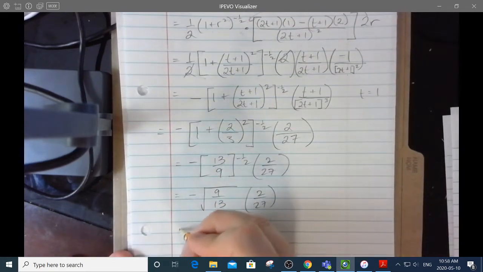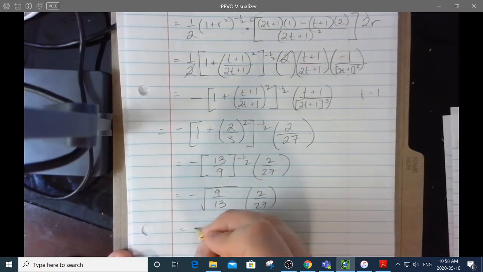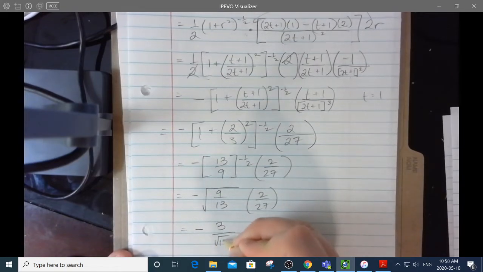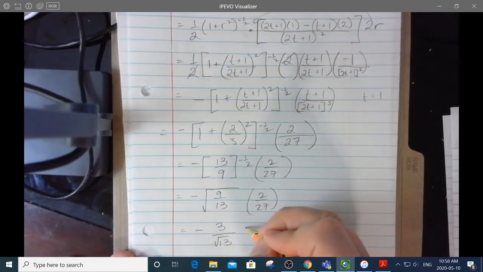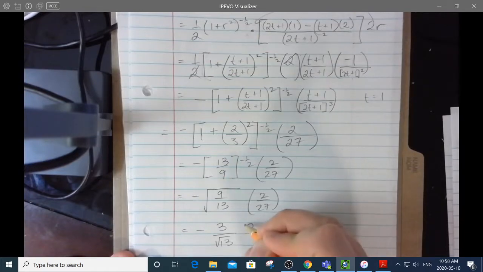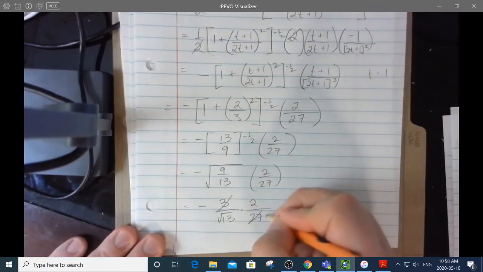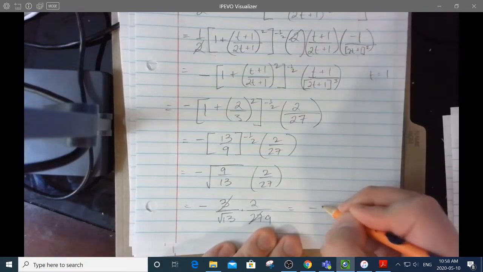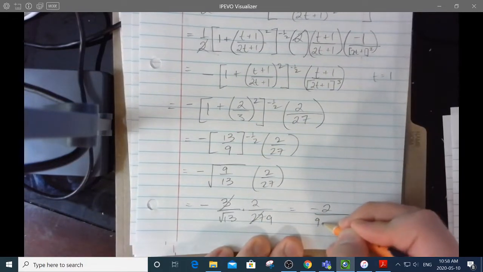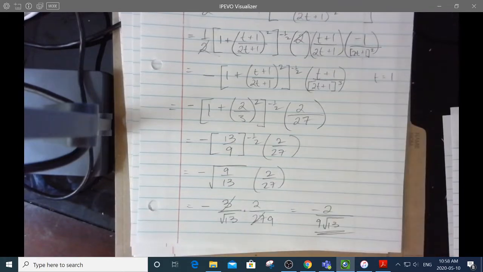And I know the square root of 9 is 3. I don't know the square root of 13. And that's 2 times 27. 3 goes into 27 9 times. And yep, I did have the right expression because that was the answer from the back. I remember it from yesterday. So that is how I did this.